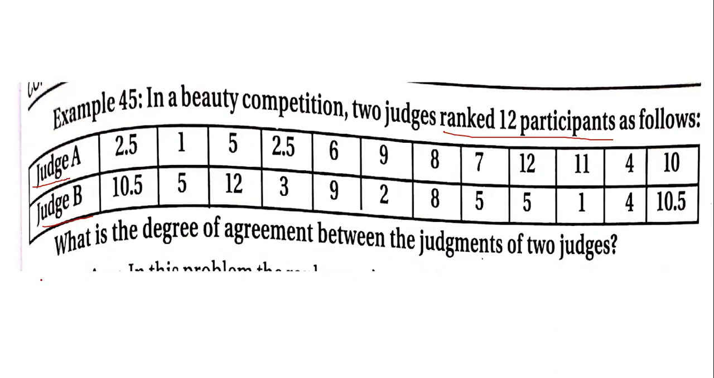Then what are they asking us? What is the degree of agreement between the judgments of two judges? So what is the degree of agreement? Which means both the judges are able to come to one conclusion, or both the judges are giving different judgments. Okay, so that is what we are supposed to find out by seeing the ranks here. Okay, let us go to the solution.